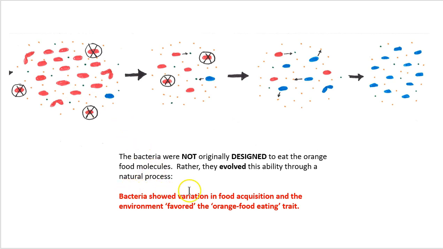Nevertheless, bacteria showed some variation due to DNA mutations in food acquisition, and the environment then went on to favor the orange food-eating trait. And that led to this process where the orange food-eating trait increased in frequency in the population, changing the population. So we see that the population of bacteria is evolving a new capacity to eat the orange food molecules. They were not originally designed to do so.